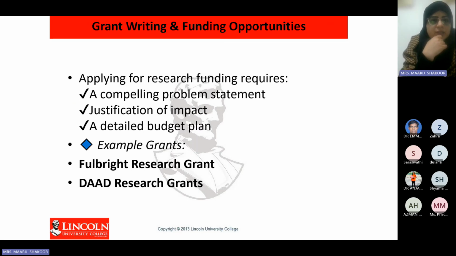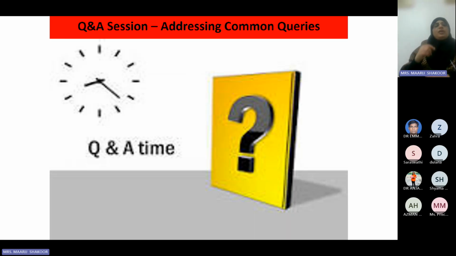Grant writing and funding opportunities. Applying for research funding requires a compelling problem statement. Yes, a problem statement is very needed for your proposal. Justification of impact, a detailed budget plan should be there, and example grants: Fulbright. These are famous research grants you can get online, but you have to follow all the rules of detailed structure. Yes, now you have a question and answer session.